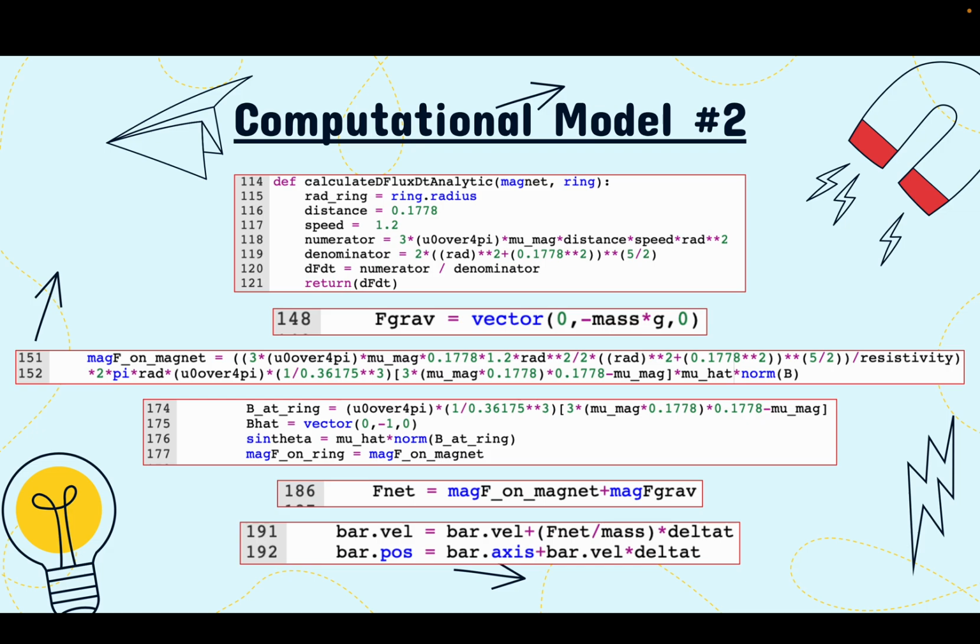Then I used Newton's third law to find the magnetic force on the tube of foil by the magnet, which is the exact same thing because Newton's third law gives the same magnitude but opposite sign when the force is backwards. Next, I had to calculate the net force by adding the magnetic forces together with F grav. And then finally, I used Newton's second law to update the velocity and positions of the falling magnet.